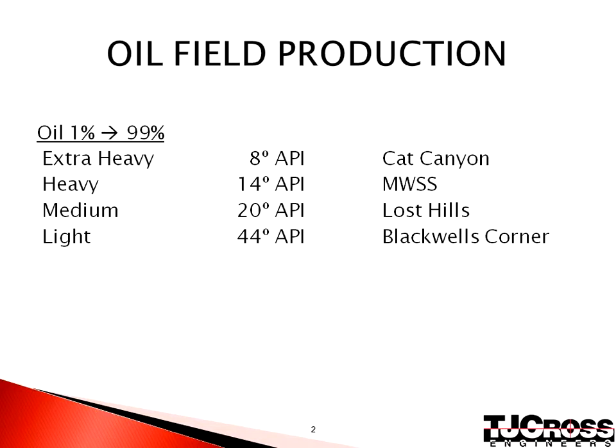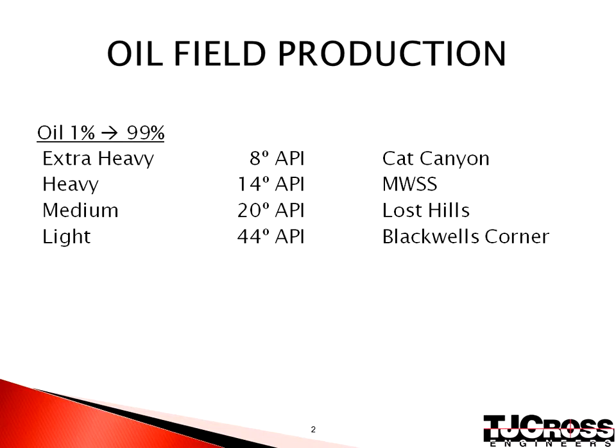Oil produced from various fields is a mixture of oil, water, and gas. The oil can range from 1% to 99%. An oil plant is used to separate the oil from water and gas. Oil separation is a function of the gravity or weight of the oil.